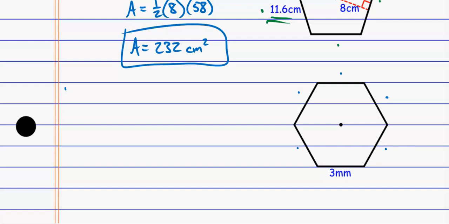So I can easily find the perimeter. That's an easy thing that I can find. It's just 3 times 6. And so the perimeter on this one is 18 millimeters. Okay, so I have the perimeter. That's one of the things I was missing. But now I need the apothem. And that's a little bit more difficult.